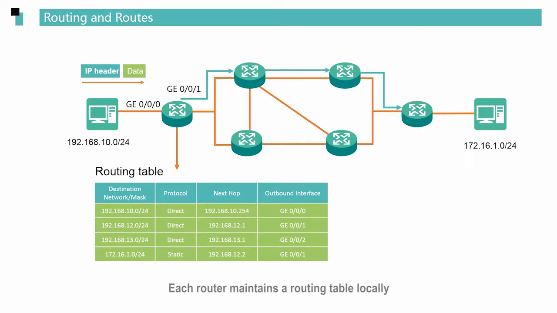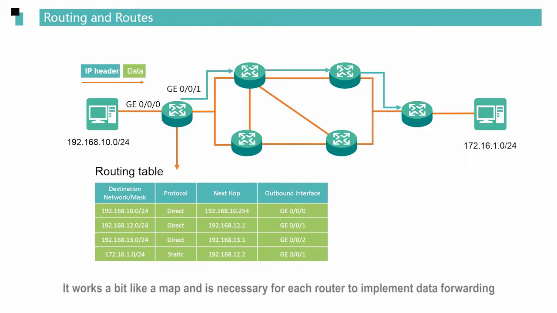Each router maintains a routing table locally, which contains routing entries learned by the router. Each routing entry is called a route. A route consists of several elements, including a prefix, destination network and mask length, outbound interface or next hop IP address, priority and cost. The routing table is also called Routing Information Base, or RIB for short. It works a bit like a map and is necessary for each router to implement data forwarding.